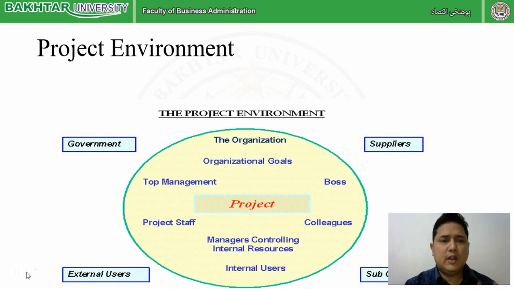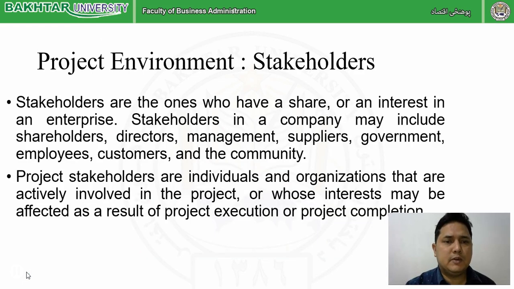So I told you we have two main project environments. One is internal, one is external. Internal are controllable factors, which according to the project we can modify, change, or alter. The external environment is not under the control of a project manager or an organization, but according to that external environment we have to make a path or a strategy. If the government has made some rule, we have to follow that. So this is the way we have to handle the project environment.